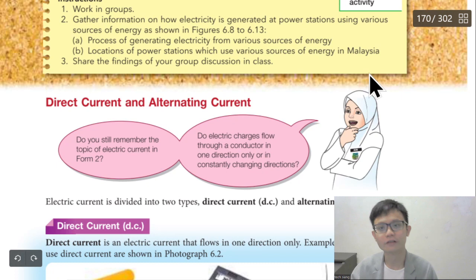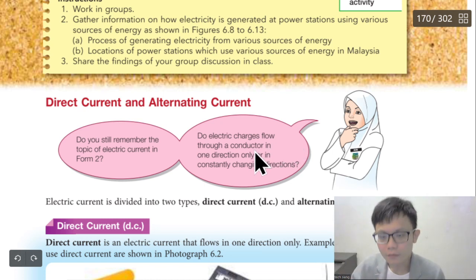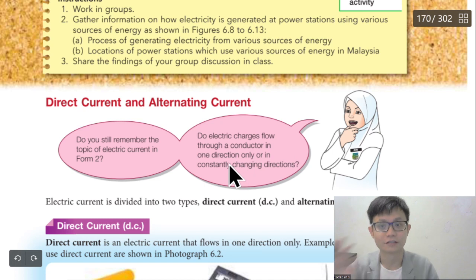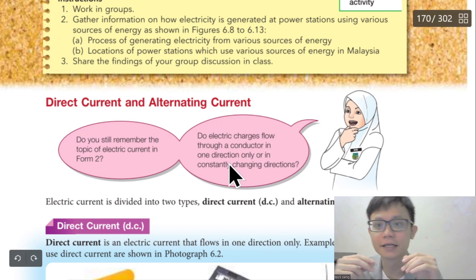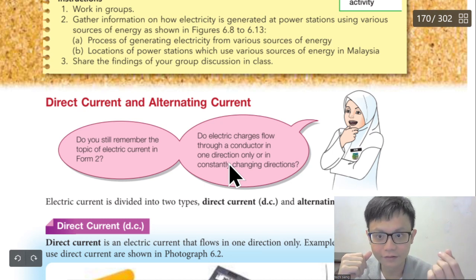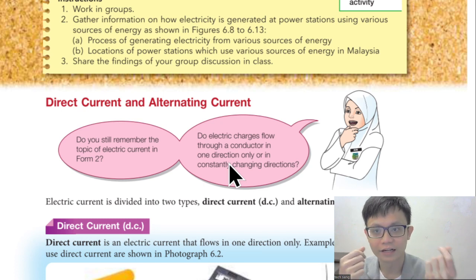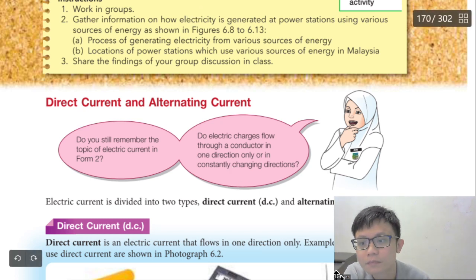So today we are going to learn about Form 3 Science Chapter 6, electricity and magnetism. We already know that electric power has a calculation, correct or not? Electric power is what you calculate by using current, the ampere, and the voltage. Electric power is equivalent to current times voltage.